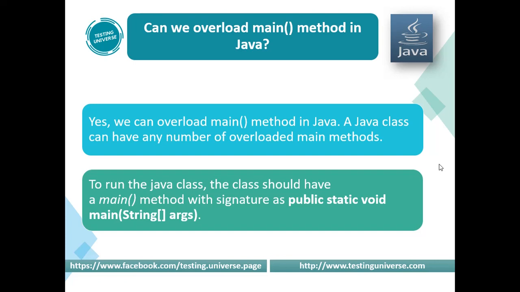The answer is that the JVM will always try to find the main method with the standard signature: public static void main, String arguments. The JVM will always try to find this method. If it does not find this method, you will get an error. For that reason, you should always have this main method, and on top of this you can have multiple other main methods. This signature main method is a must-have in a class.